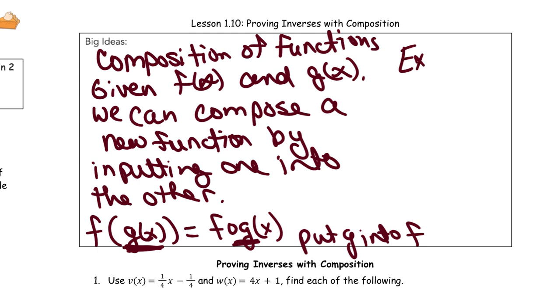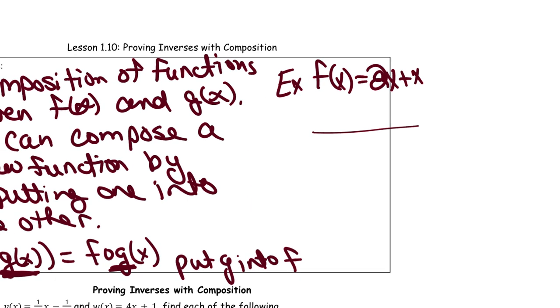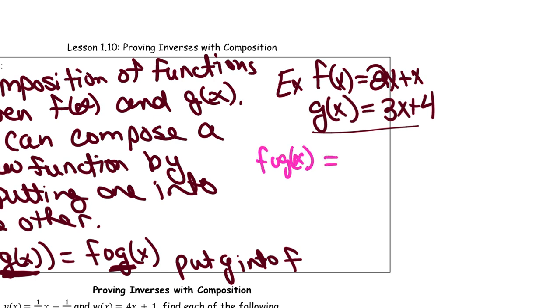Say we have f of x equals 2x plus x. I know we could combine those, but I don't really want to because I want you to see how it works. So then we do g of x, and g of x is going to be 3x plus 4. And then I ask you to do f of g of x, which is the exact same thing as f of g of x.